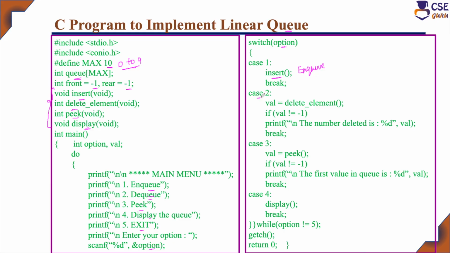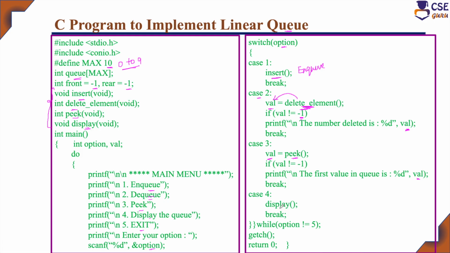And case 2 is the delete operation. Here this is the user defined function that will implement the delete operation, and the deleted value will be stored in the variable val. If the value is not equal to -1, it will display the corresponding value. If it is -1, it means the queue is empty. Okay, and case 3 is the peek operation. This peek operation just retrieves the front element in the queue. So what is the front element in the queue? That it will retrieve and store in the variable val, and that will be displayed here.